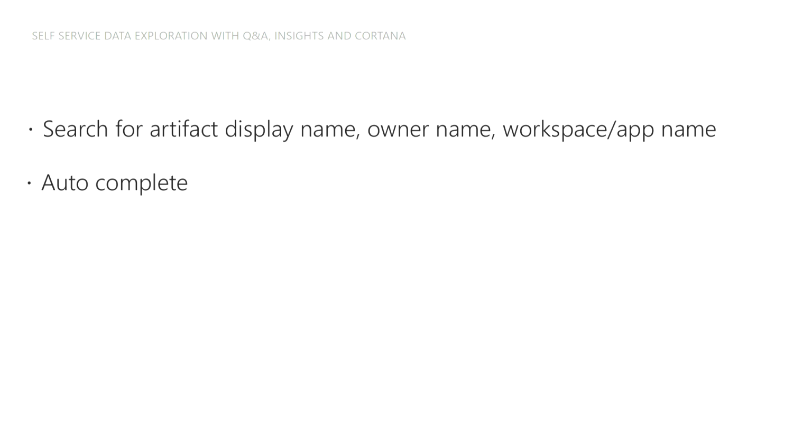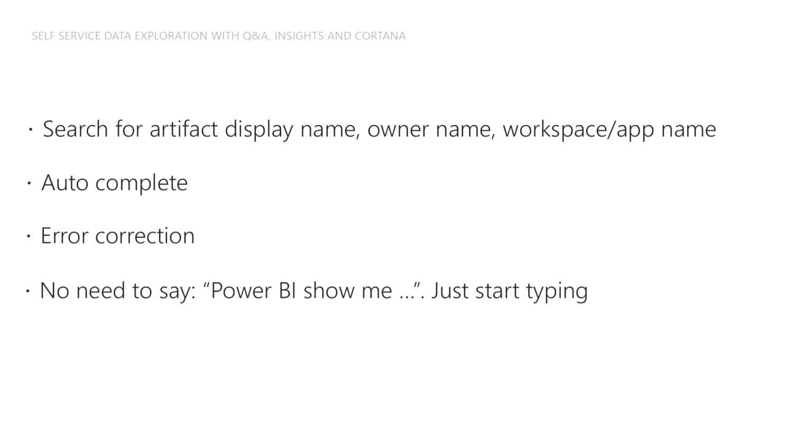As you saw, we have autocomplete, so we don't have to remember the full dashboard name. We have error correction, so maybe when users type fast and it happens, they have errors, so we know how to fix that. And you don't have to say, Power BI, show me dashboard name. You just need to start typing. This is not about Cortana skills. This is about first-party integration of Power BI with Cortana.